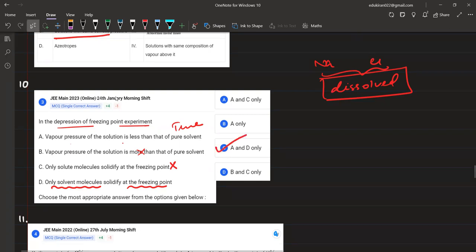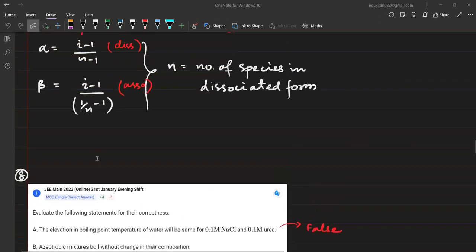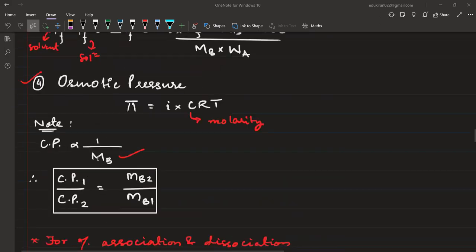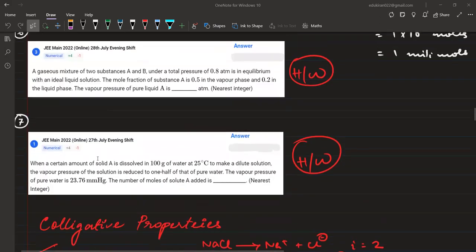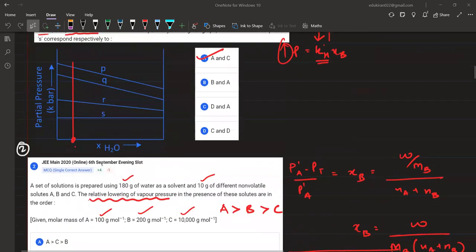Kisi ko aaya tha ye? 24th. This was this year. Kisi ne diya tha? Nahin, kisi ko nahi yaad. When was your paper, Krishna? 30th. No one had on 24th. No, sir. 30th mein kaun sa? Abhi, achha, abhi tak humne 30th ka sawal dekha hai, nahi dekha hai. 24th, 7th January. I don't think so. We have seen 30th.